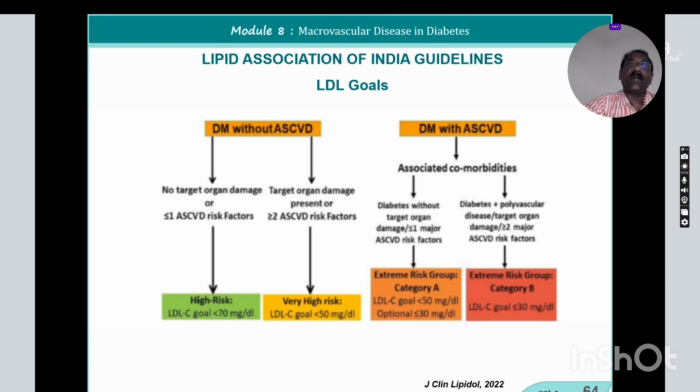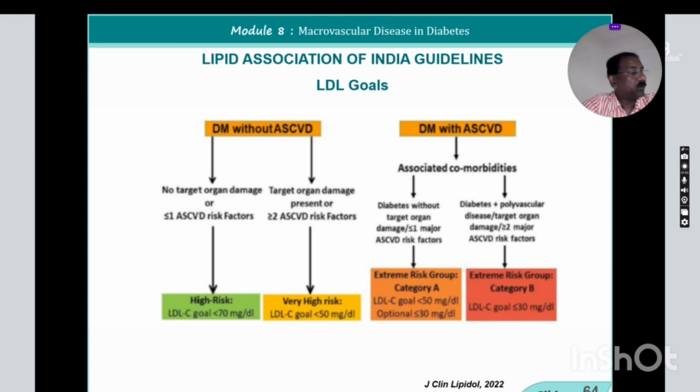So what is our take home point? All diabetics, less than 70. If the diabetic has target organ damage, less than 50. Now coming to the other group, the cardiologist group: diabetes with atherosclerotic cardiovascular disease, who already have atherosclerotic cardiovascular disease.